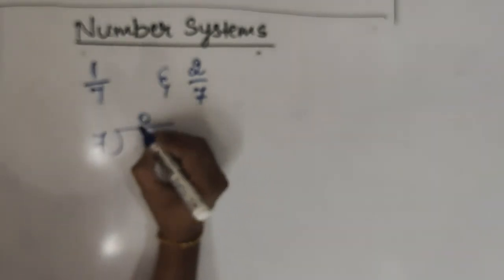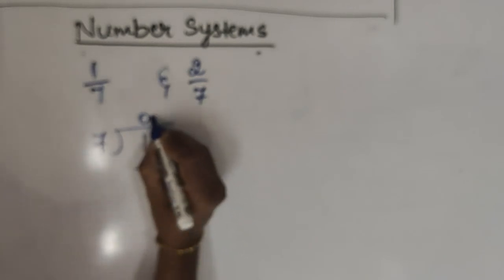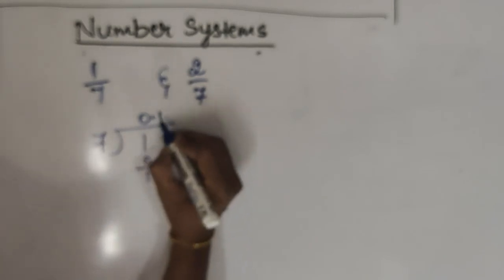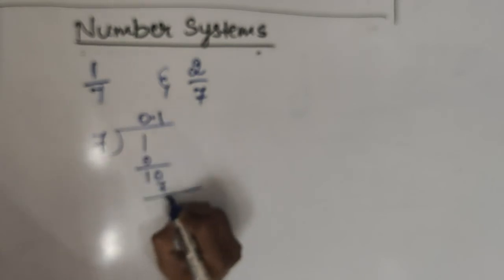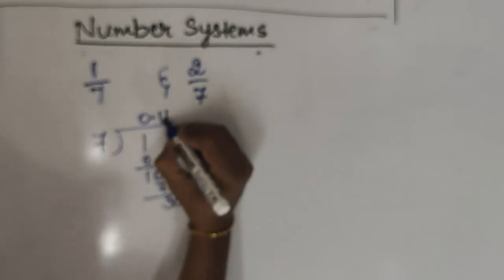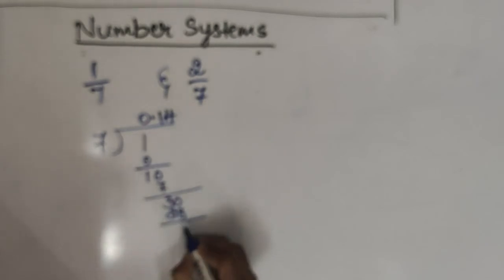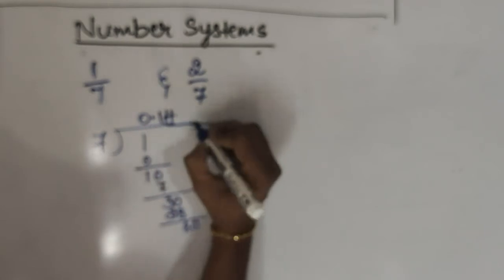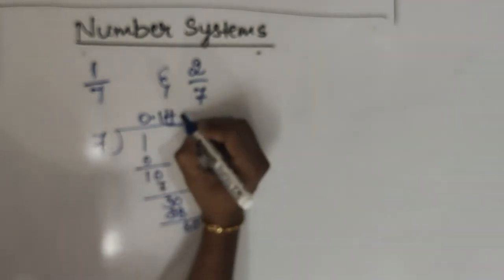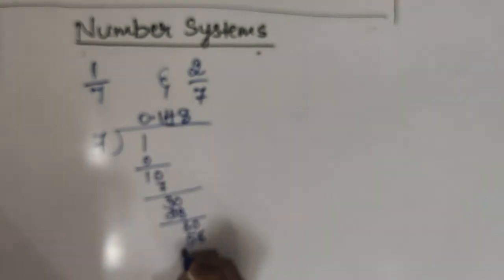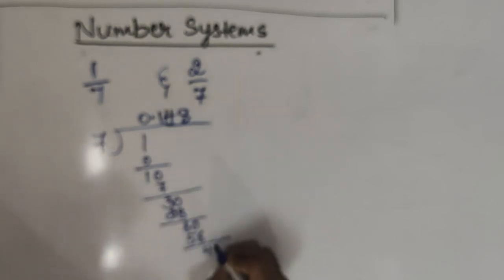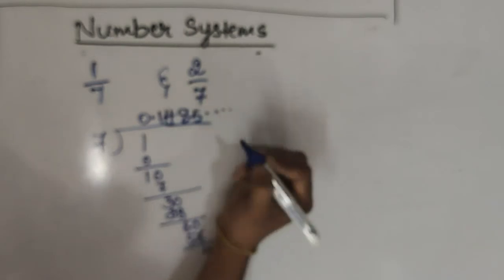1 by 7. 7 goes into 1, 0. Take point 2, 0, 7 1s are 7, 3, 30, 7 4s are 28. So 2, 20, 7 2s are 14, 6, 60, 7 8s are 56. It will not finish because it is a non-terminating number. So a few digits you take, afterwards enough. Is 4, 5 enough? It will continue.